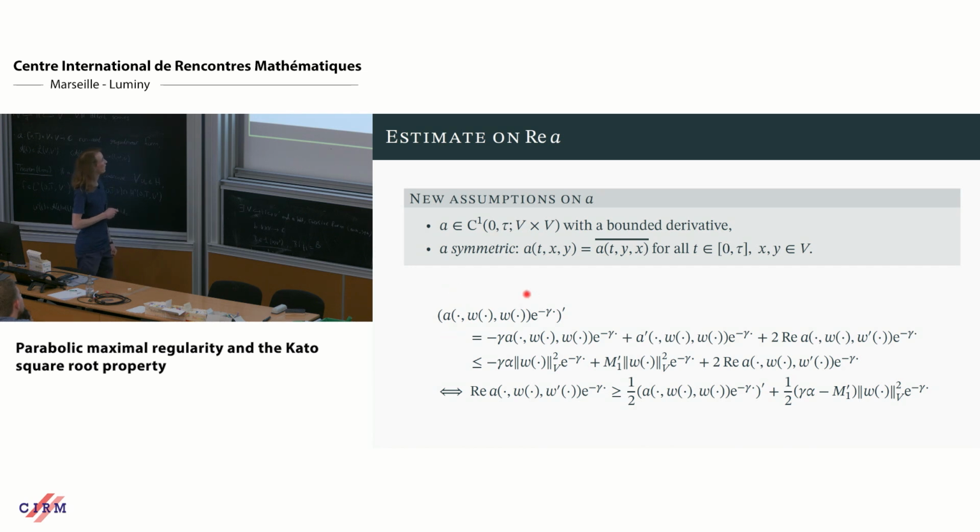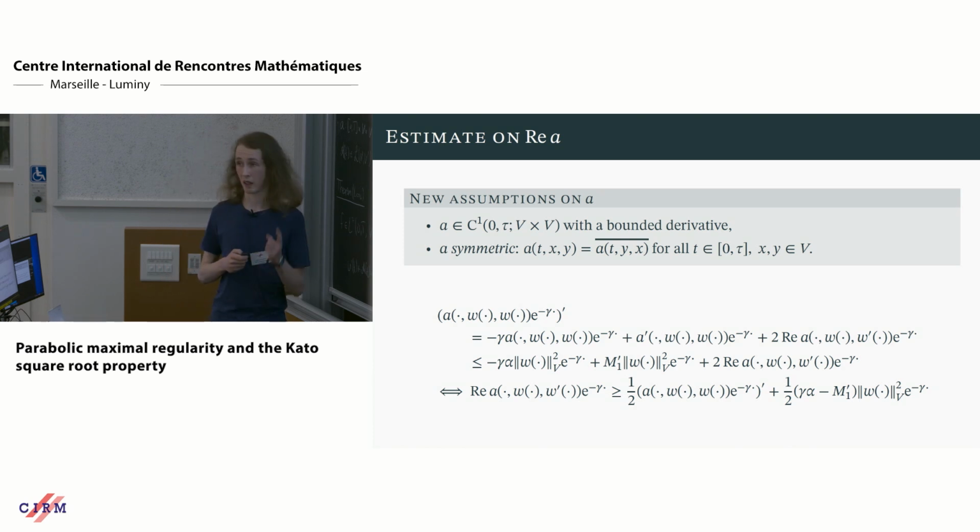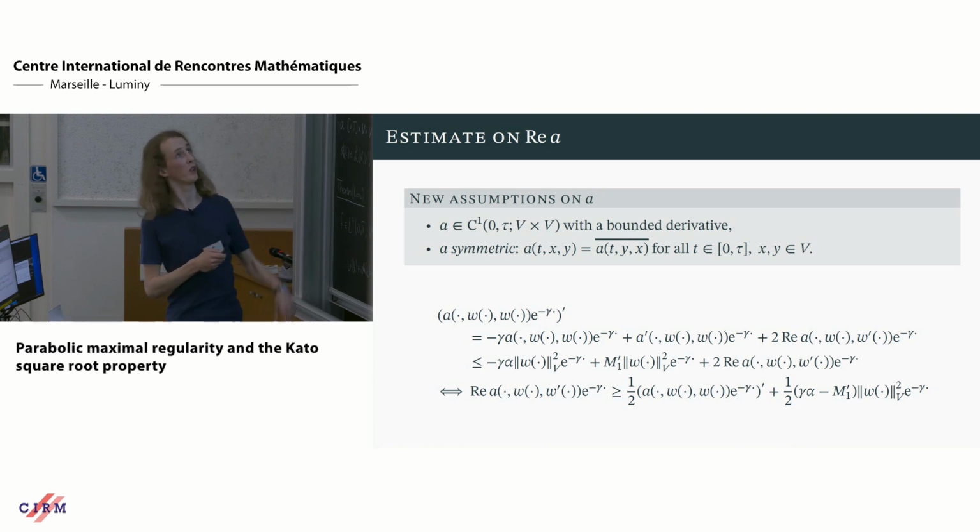We need to differentiate our A term, and because in the form we always have this exponential term too, we're going to differentiate it too. And we get a derivative of the exponential term. We get the outer derivative of A, and twice the inner one where we already used symmetry, so we get twice the real part with the derivative in the second term. And now we can use those two new assumptions.